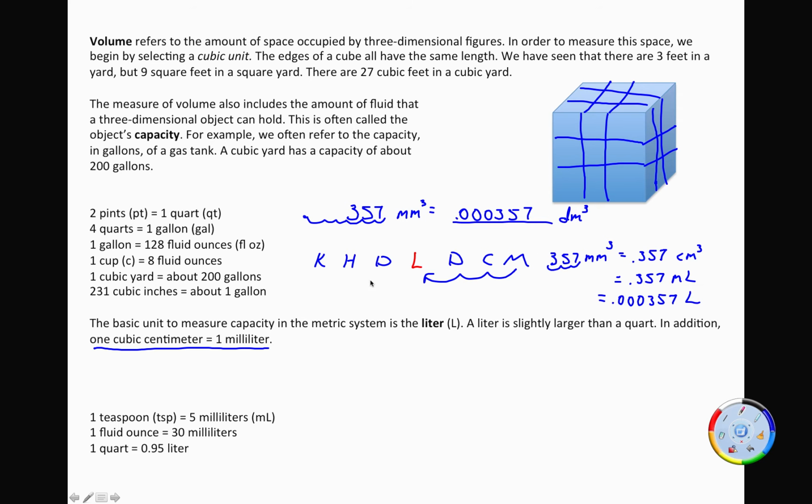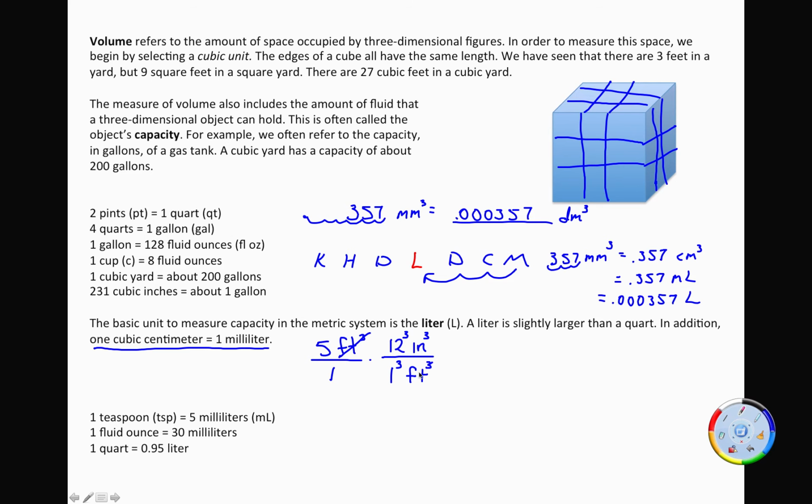Okay, let's do one in the English system where we want to know how many gallons are in 5 cubic feet. So I'm going to start with 5 cubic feet. Because it involves the English system, I'm thinking dimensional analysis. I can get to gallons from inches, so I need to change my feet to inches. I know that 1 foot is 12 inches, but I've got a cubic foot, so I've got to cube this whole thing to get my conversion factor.